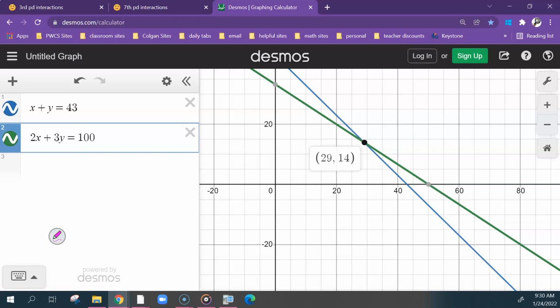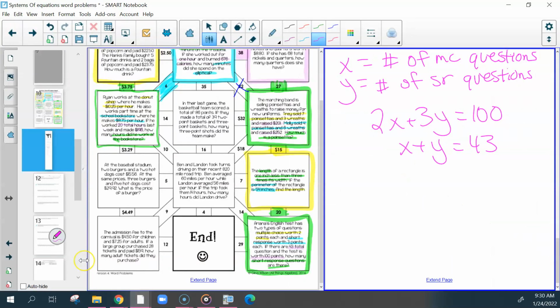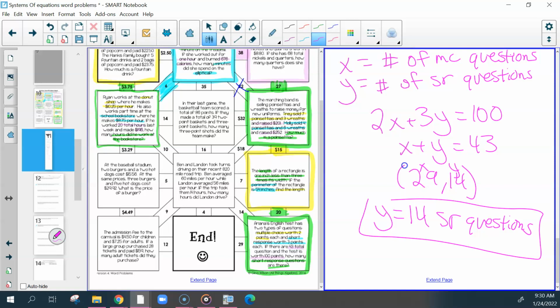Nine and 14. And we were looking for short response. So that would be our Y. So 14 short response questions.